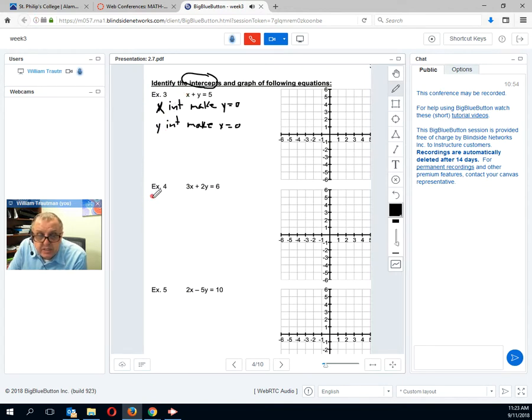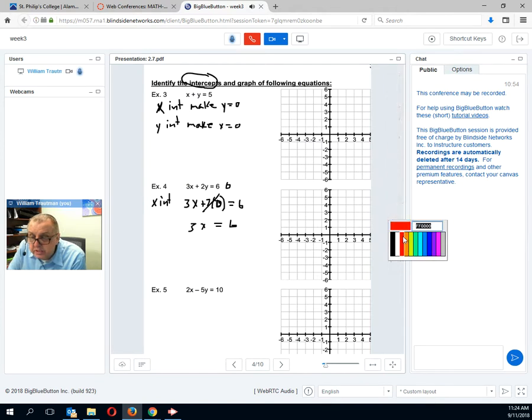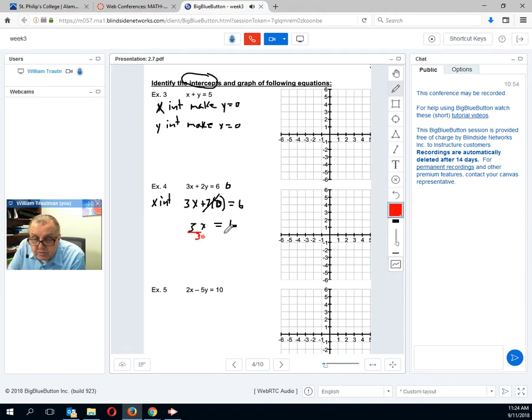So we're going to do the x-intercept first here, and the x-intercept says make y equal to 0. So I'm going to rewrite the equation, 3x plus 2y equals 6, and put 0 in for y. Well, 2 times 0 is 0. So I get 3x plus 0, which is just 3x, equals 6. Now I have to get the 3 to the other side, so I'm going to divide by 3. 3 divided by 3 is 1x, and 6 divided by 3 is 2.